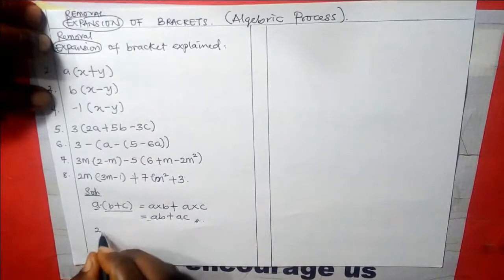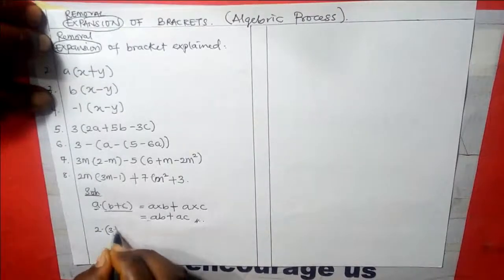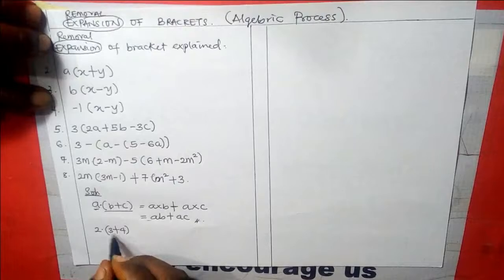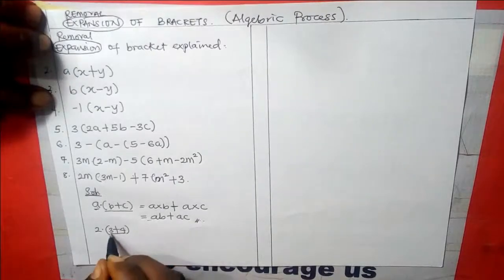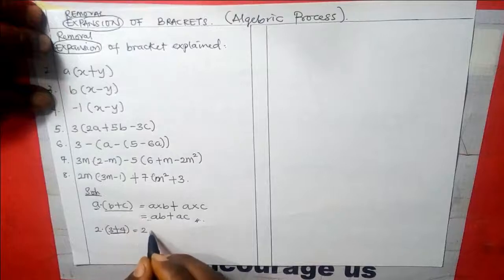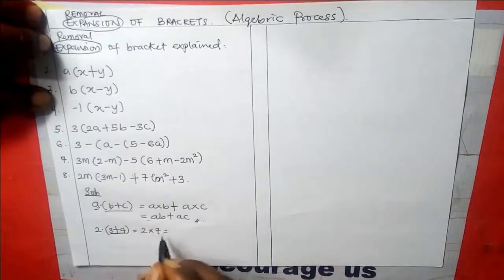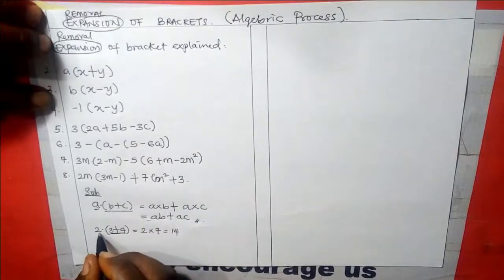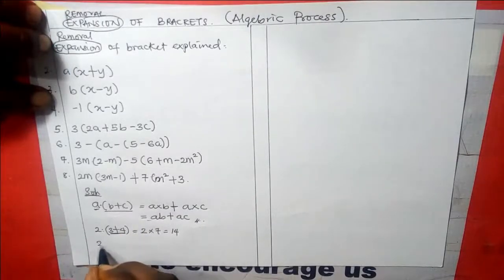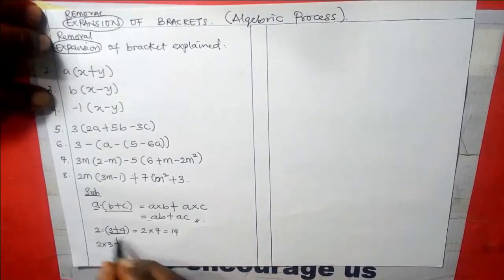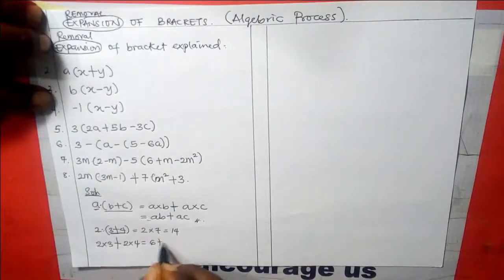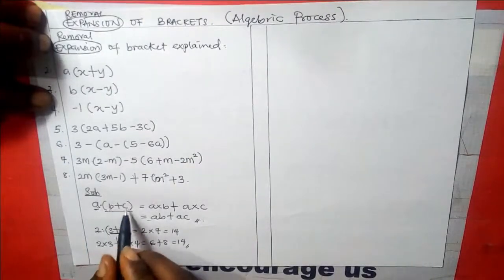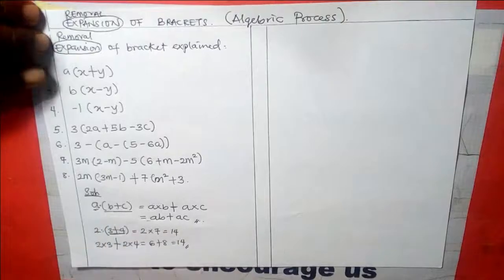If we have something like 2 multiplied by 3 plus 4, we will solve the bracket first. We have 2 multiplied by 7, 2 times 7, we have 14. What about if we distribute it? It now becomes 2 times 3 plus 2 times 4. 2 times 3 is 6, 2 times 4 is 8. So this plus this, we have 14. This tells us that multiplication is distributive, whether over addition or subtraction. It is distributive from left to right. It is also distributive from right to left.